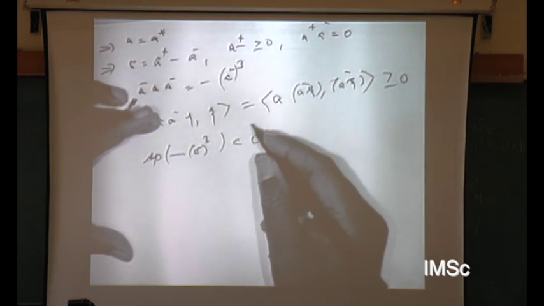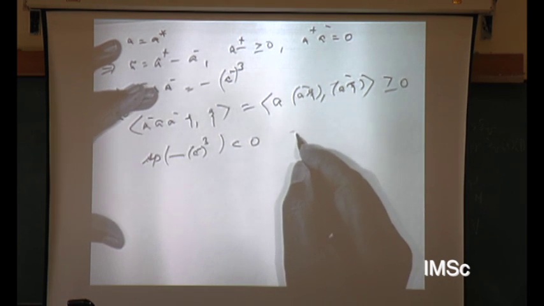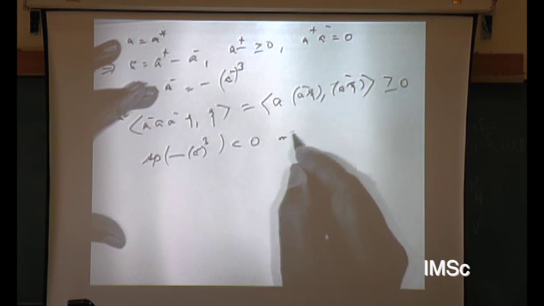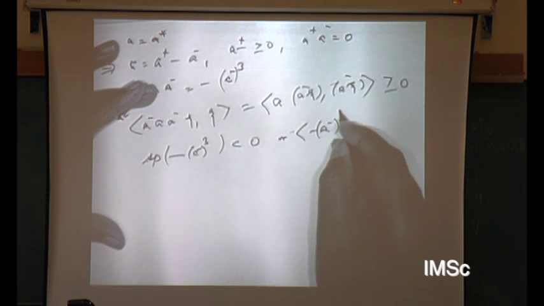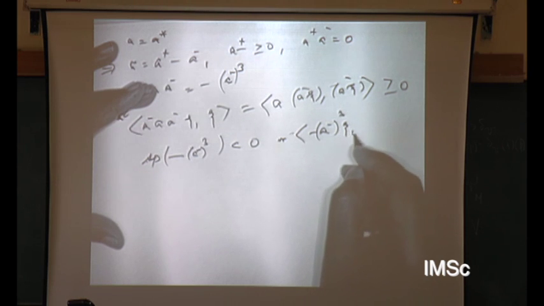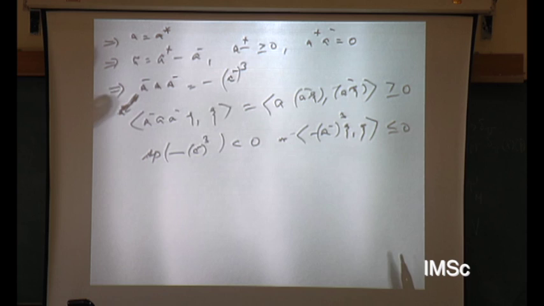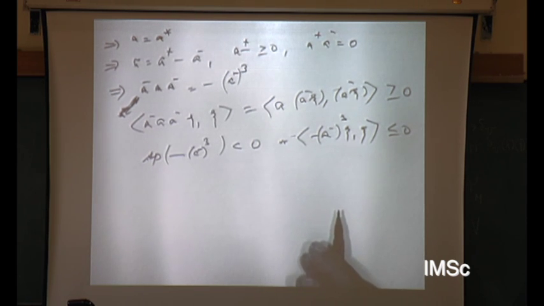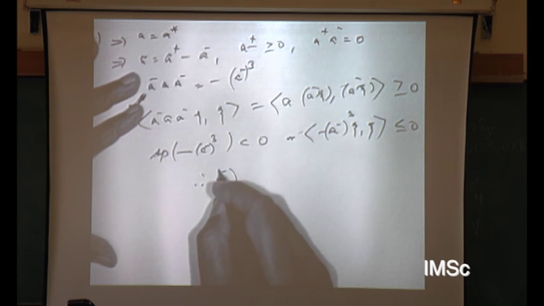So minus A minus cube will have ⟨minus A minus cube ξ, ξ⟩ must be less than or equal to 0. So the only conclusion is that the cube of A minus has 0 quadratic form. Therefore, A minus cube must be 0.